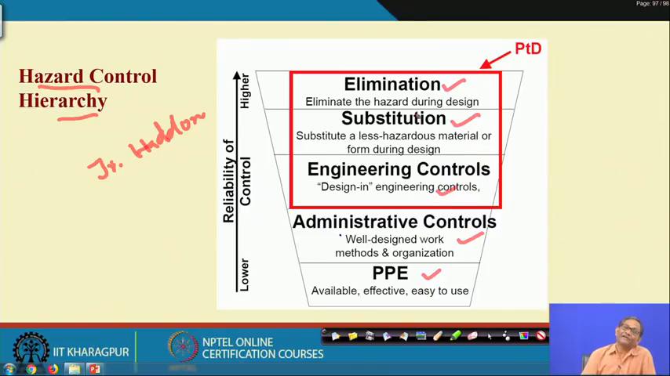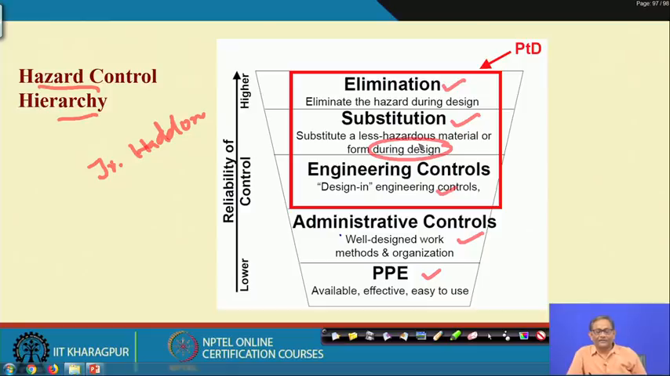For example, working at height: if the work can be done at the ground floor, get it done there. Even though you know that working at height may be better from the efficiency point of view, from the safety point of view, it is not. So, elimination is there. If you cannot eliminate, substitute a less hazardous material or form during design. Please keep in mind, during design.